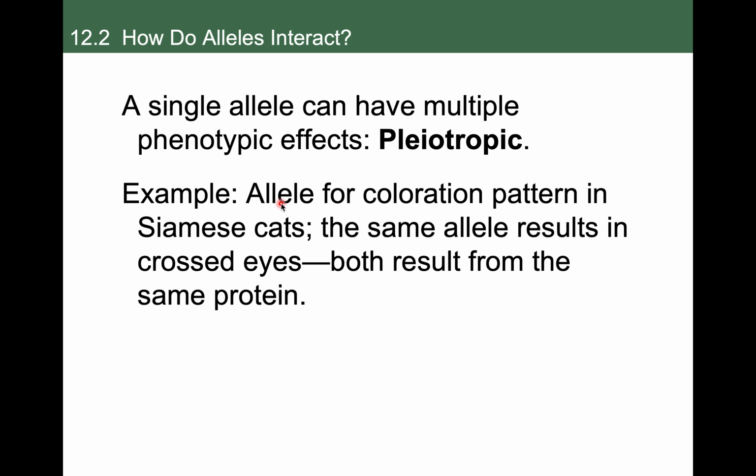And so I don't really know the biology behind how this example works out, but it has been demonstrated that the gene that controls fur color patterning in Siamese cats is also the same gene that is linked to the fact that Siamese cats often have crossed eyes. So both of those phenotypes are coming from that one gene, the one protein encoded by that gene, so we'd say that gene has pleiotropic effects.